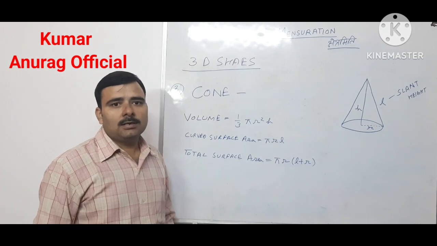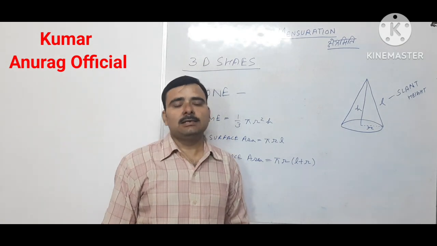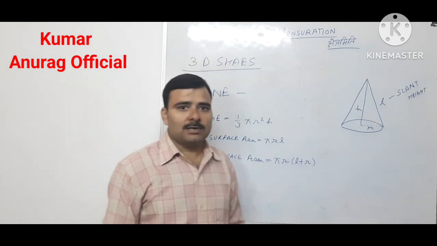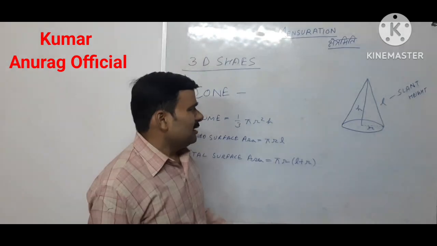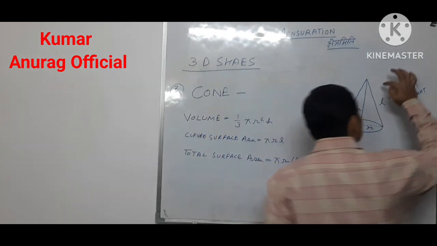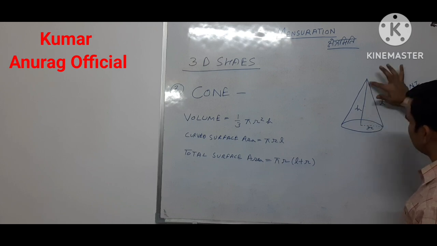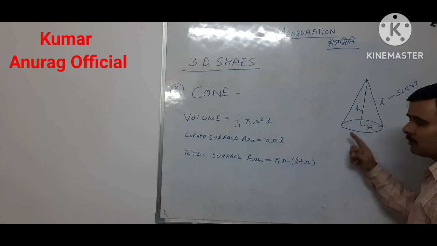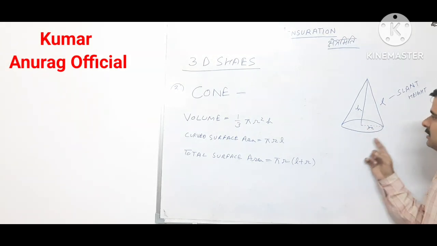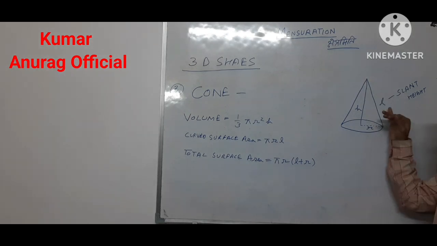Okay. The other 3D shape is the cone. In daily life we see various things like an ice cream cone and the cap of a joker. These can be drawn like that, in which we have a slant height and a perpendicular height, and the lower part of this shape is circular. So we have a circle in the lower part, and there we have a slant height.